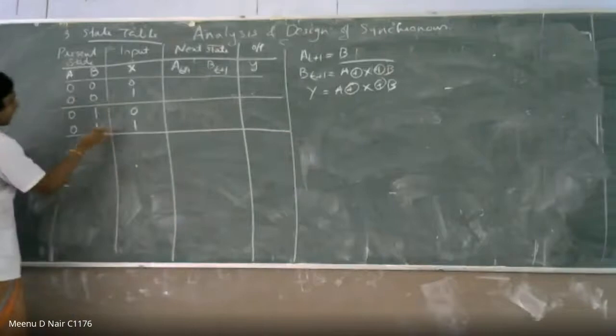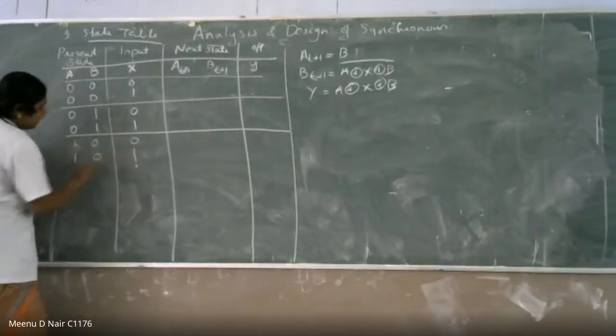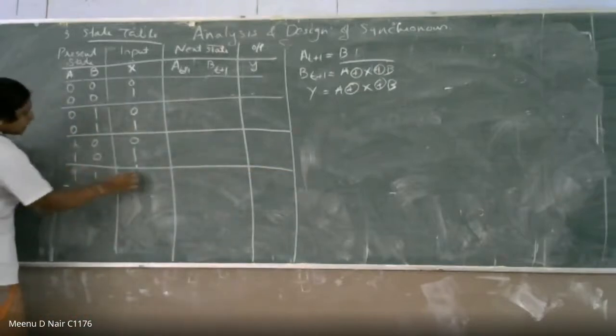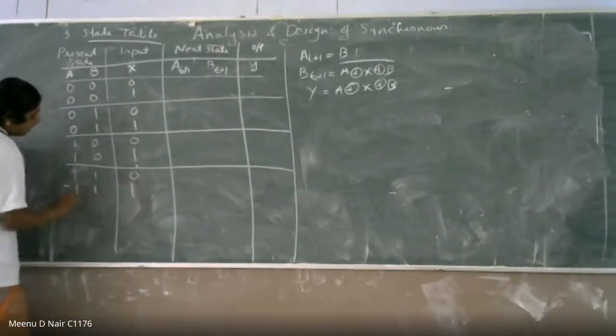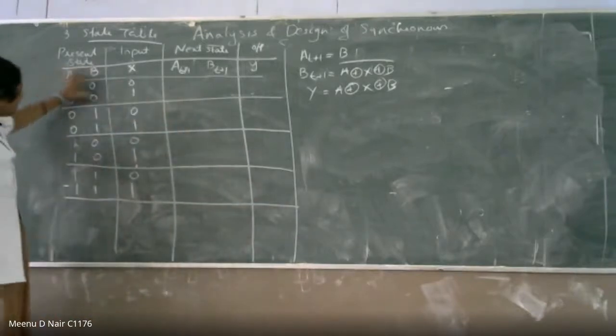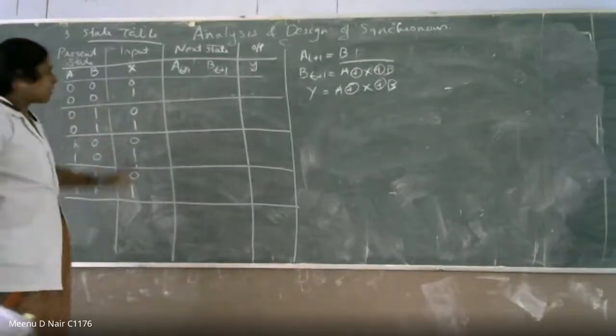Then the next one will be 1, 0, 0, 1, 0, 1. Third case is over, right? Then 1, 1, 0, 1, 1, 1. Fourth case is over. So if you write in this order, it will automatically take all the possible conditions.